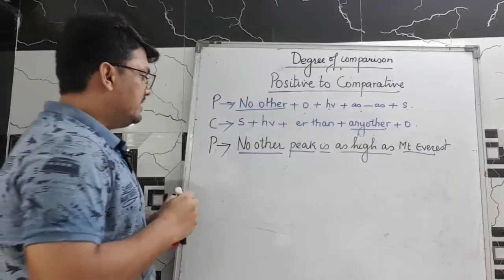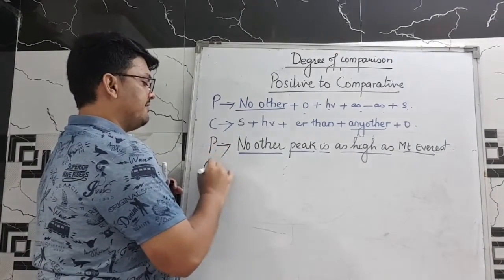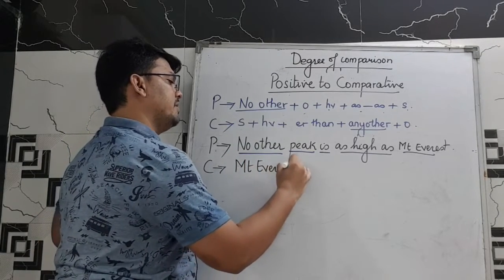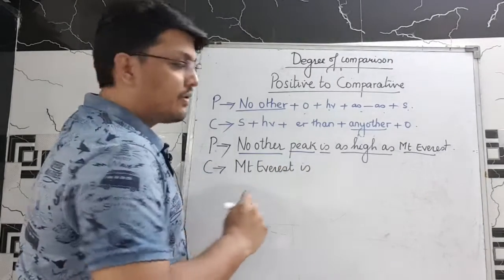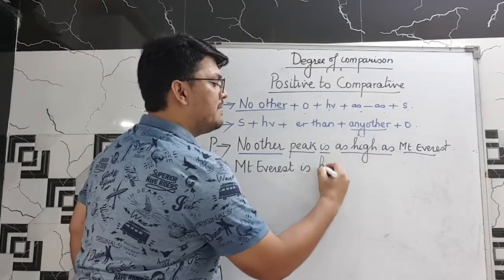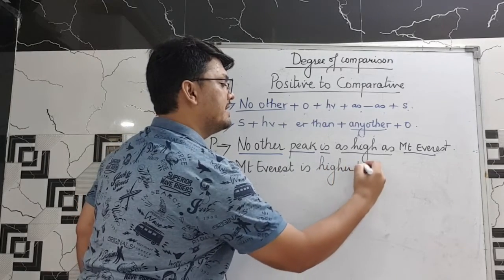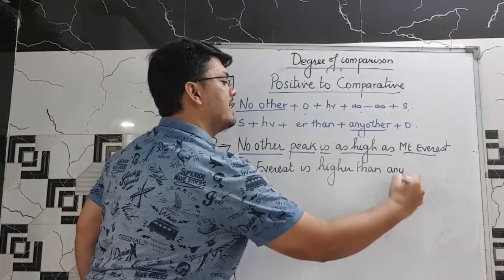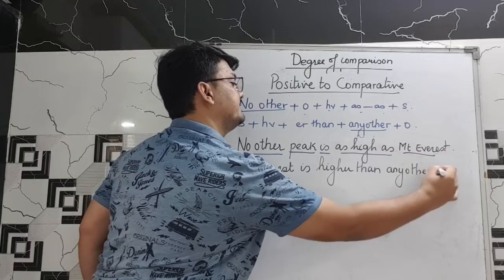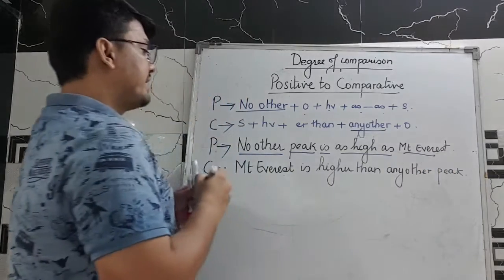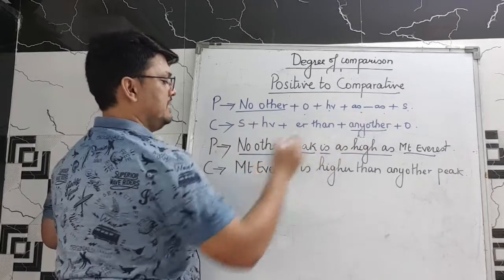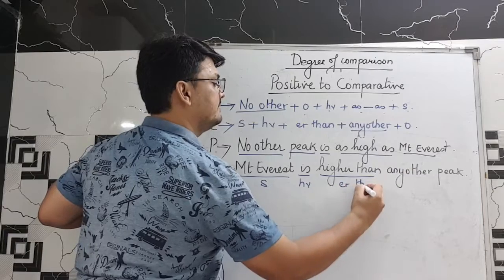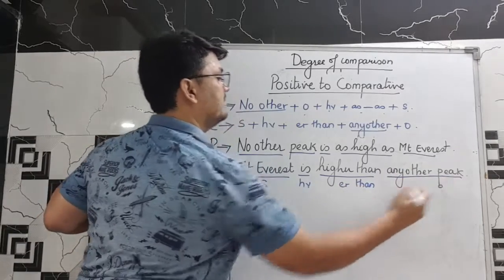Now we'll follow the structure. The Mount Everest will come here. Mount Everest is. As high as will become higher here. Higher than. No other will become any other. Any other peak. So you can see how I started with the structure. Mount Everest subject, helping verb, er, then no other peak, my object.